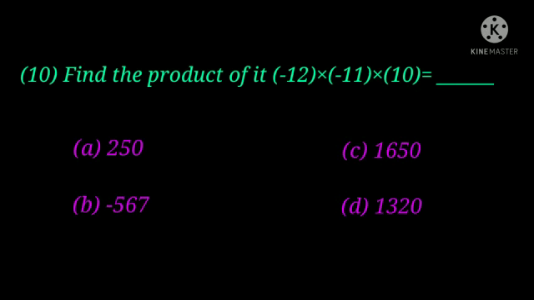Solve it. Minus 12 is multiplied with minus 11 is multiplied with 10. What will be the product? Find the product of it. Your time starts now. Now I will say the answer for this question. Here D is the correct answer of this question. 1320. With this we will end this quiz.